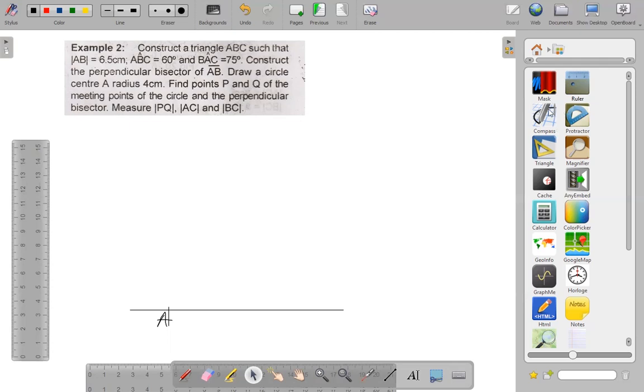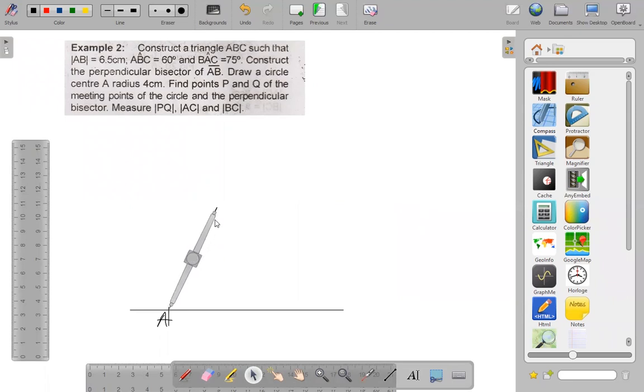So let's do that right away. So this is the compass. You place the steel point of the compass on this reference point A. Reference point A, the steel point has to be there.